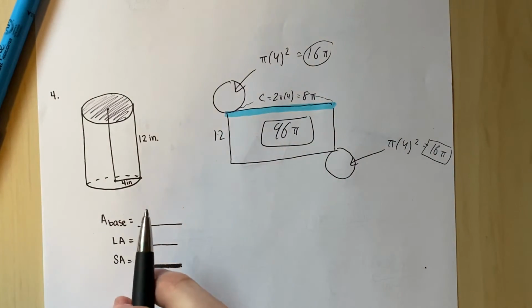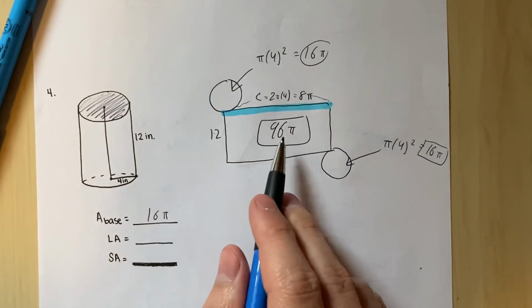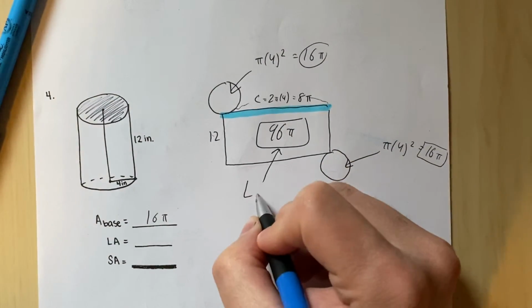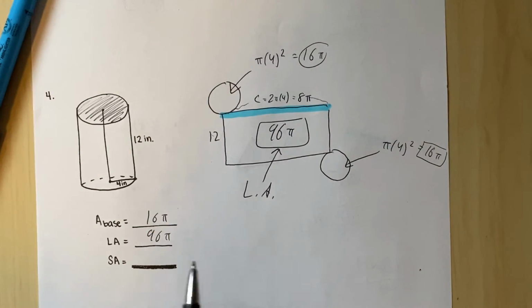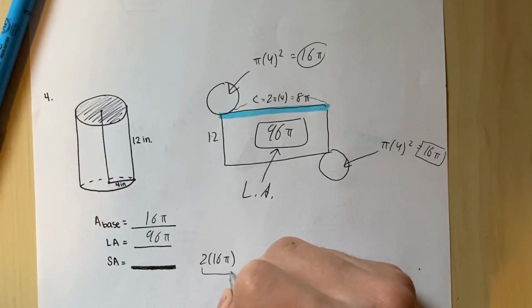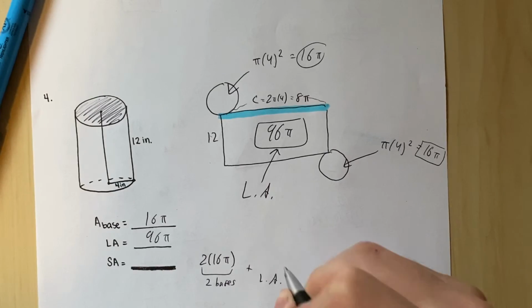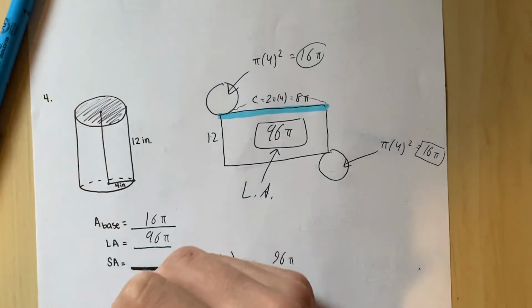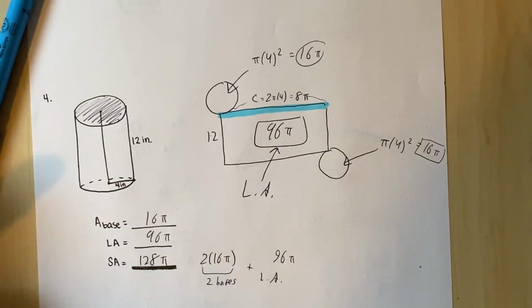All right, so one of our bases is 16 pi. The lateral area, which is this, is 96 pi. But in the total surface area, you have two bases plus the lateral area, which makes for 128 pi as the total surface area. Okay, there's a warm-up.